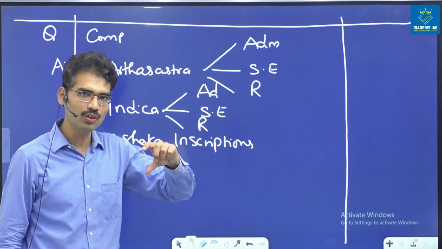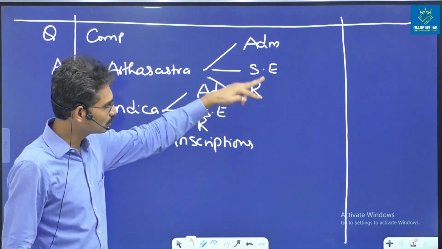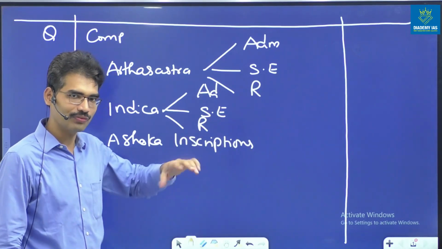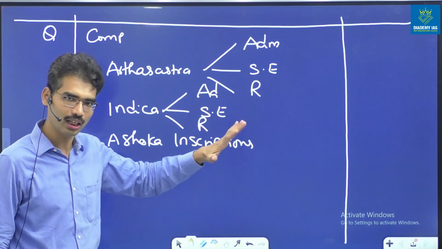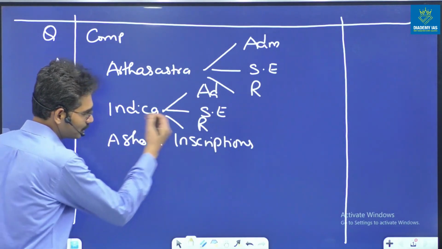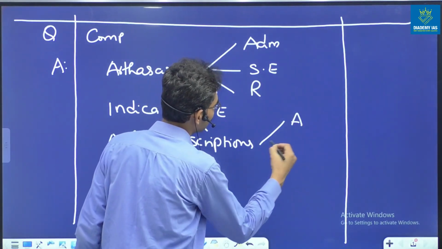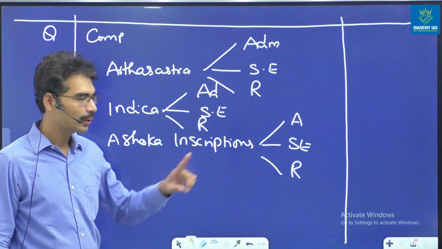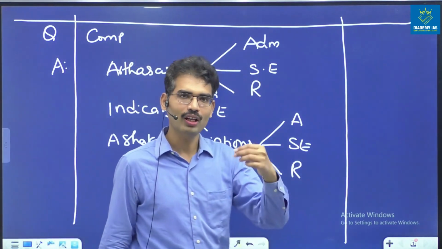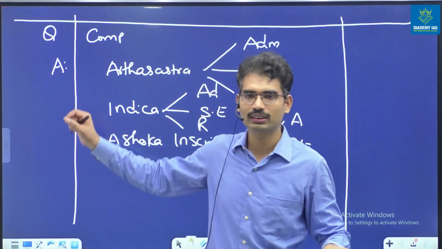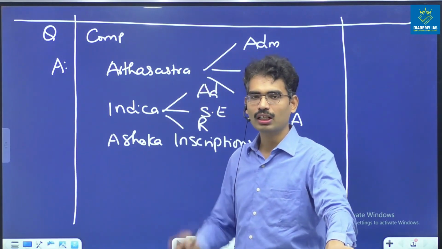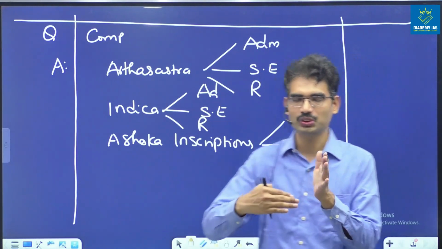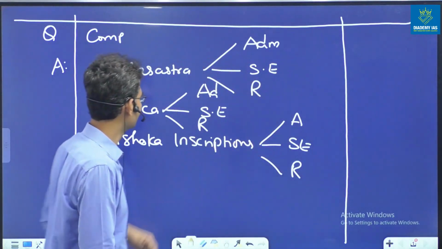Once you master how to structure the question, then it becomes very, very easy. It's like a framework. That framework will fit across the questions. Again, Ashoka inscriptions, administration, socio-economic and religious. By then you will automatically understand what this question is demanding. Now, 4 pages are there, 20 marker question. Now I will show you how to structure it.